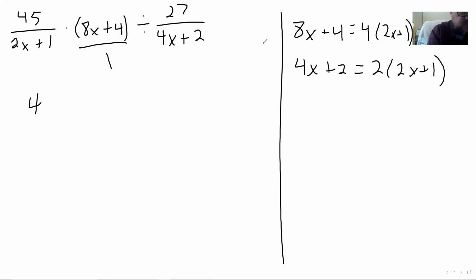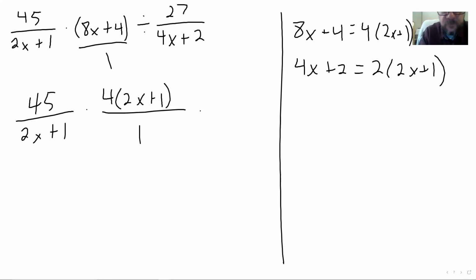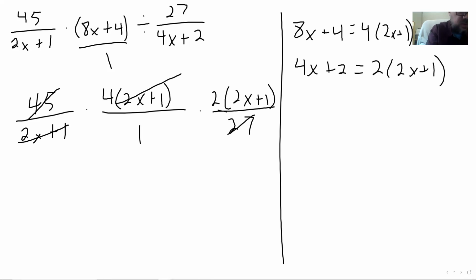So we're going to get 45 over 2x plus 1, times 8x plus 4, in factored form: 4 times 2x plus 1 over 1, times 2 times 2x plus 1 over 27. And notice, again, I flipped that last one and made it times. And then it's canceling time. Okay, those cancel. And then I've got 45 and 27. 9 goes into both of those. So it leaves me a 5 here and a 3 there. And then I am done.